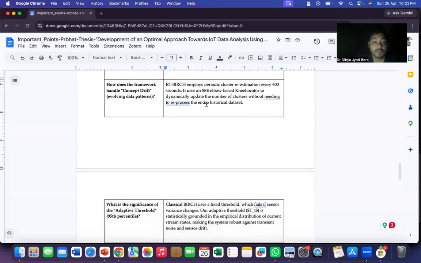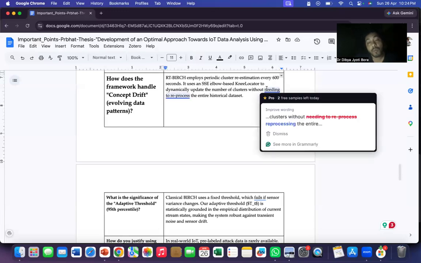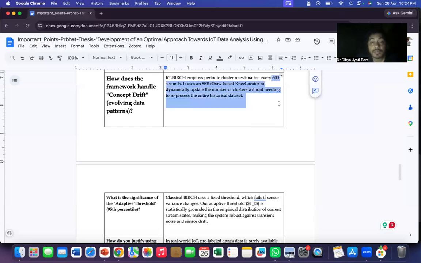Then second, how does this framework handle concept drift, right? It is again a very important question. This real-time BIRCH employs periodic cluster re-estimation over every 600 seconds. Okay, every 600 seconds, and it uses an SSE based elbow-based SNE locator to dynamically update the number of clusters without needing to reprocess the entire historical data. So every 600 seconds, periodic cluster re-estimation is going on.